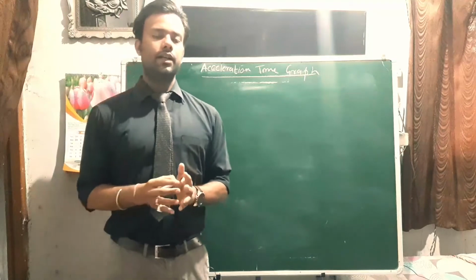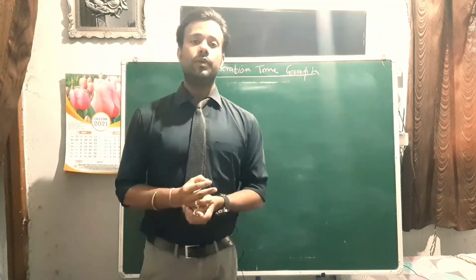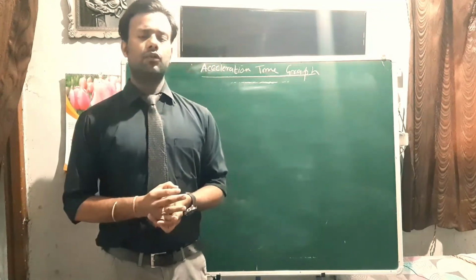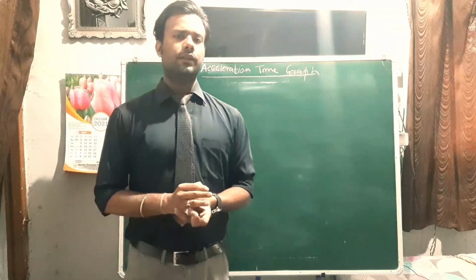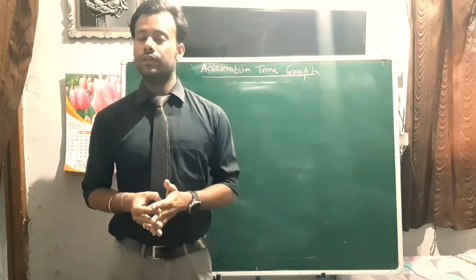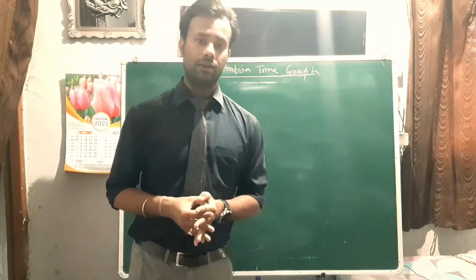So we have completed our two graphs, displacement-time and velocity-time. So it's time to complete our third graph, which is the acceleration-time graph. In this part we don't have many cases. There are only two cases: when there is no acceleration, that means the body is moving with uniform velocity, and when the body is moving with constant acceleration.